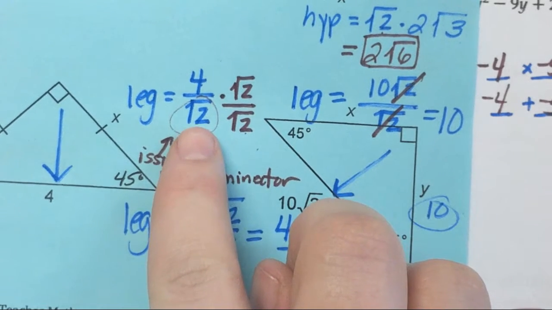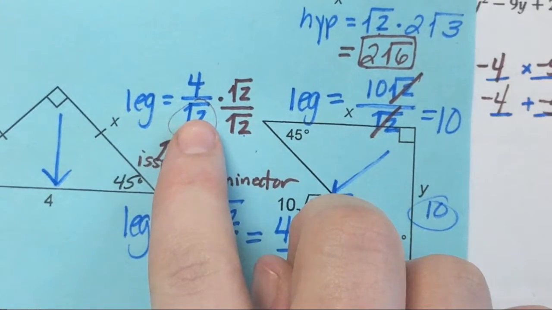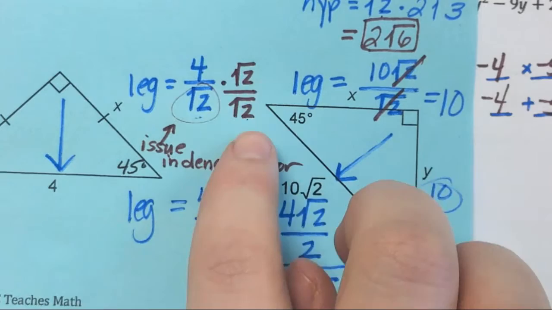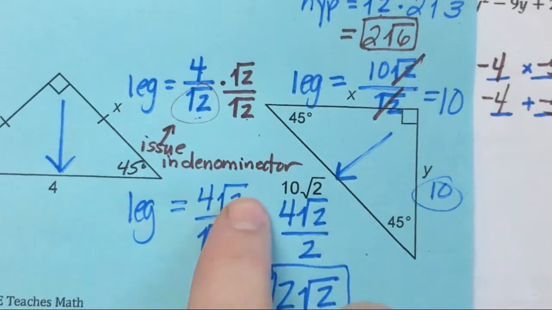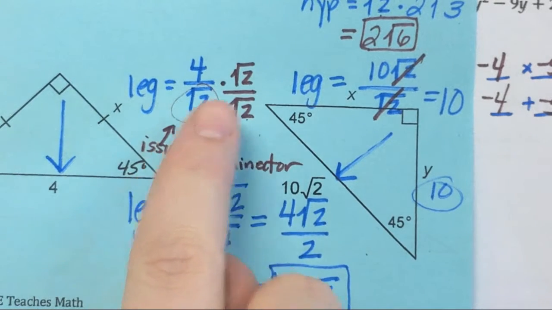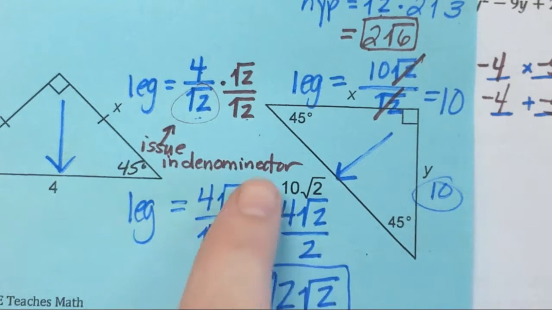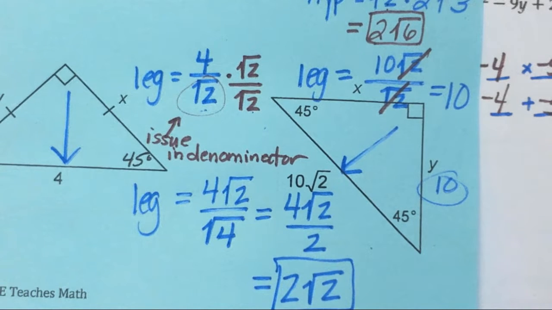We couldn't leave our answer like this. We cannot leave our answer with that square root in the bottom. We multiply by 1 in order to fix this issue. If I multiply straight across, 4 times square root of 2 is 4 square roots of 2. Square root of 2 times square root of 2 is square root of 4. I know the square root of 4, that's 2. I know 4 divided by 2 is 2. So this one is the most complicated, I agree.